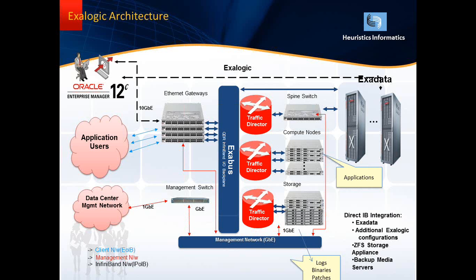Whatever outside traffic comes in goes to the traffic director. From there, the traffic is diverted to the compute nodes it is designed to go to. This is how the traffic director works, and it is called physical load balancing. This is the Exalogic architecture, which integrates each and every component with the help of the architecture and the traffic director. The next one is the Exabus. This is the IO fabric.